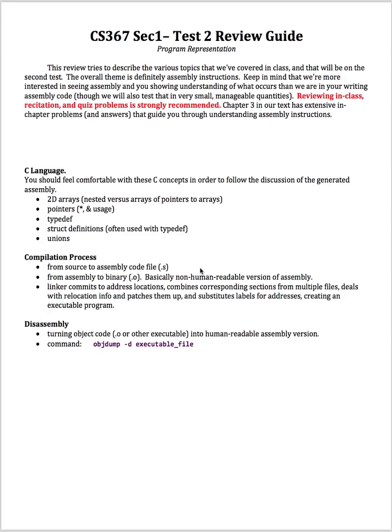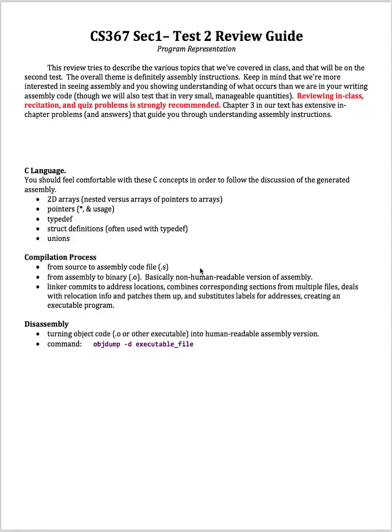To start, let us start with the C language. In order to understand assembly well, you should feel comfortable with C concepts, including 2D arrays, like nested arrays, as well as multi-level arrays, pointers and pointer arithmetic, type definitions, structs, as well as unions.